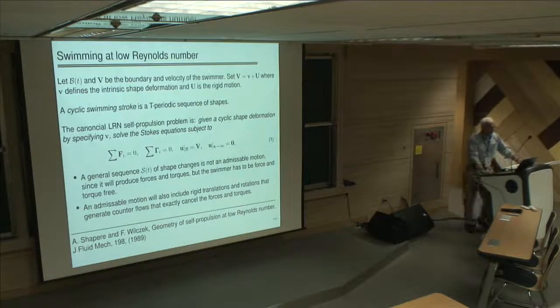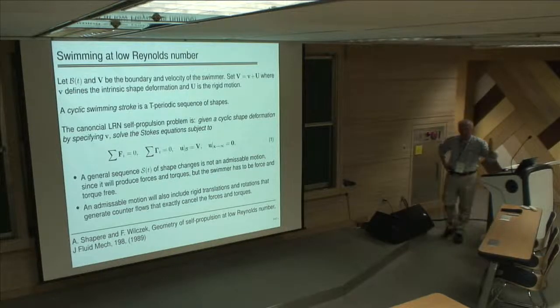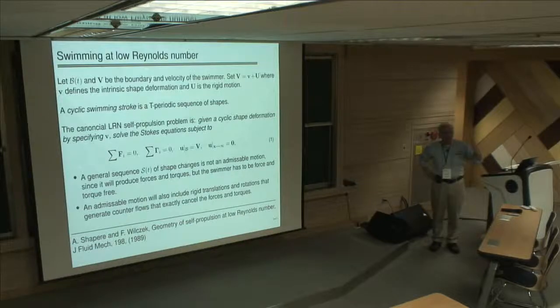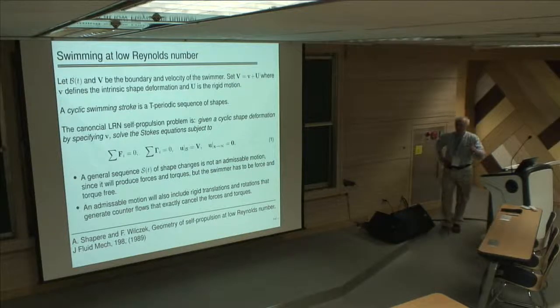Okay? So then if you give the object an arbitrary sequence of periodic shape changes, that in general will not be an admissible motion because you will have forces and torques. In other words, it will produce a non-zero velocity at infinity, but that's exactly what then allows you to compute your translational and rotational velocities. You take a Stokes flow at infinity with exactly the counter velocity that's needed to produce 0, and that gives you the translational velocity of your object.